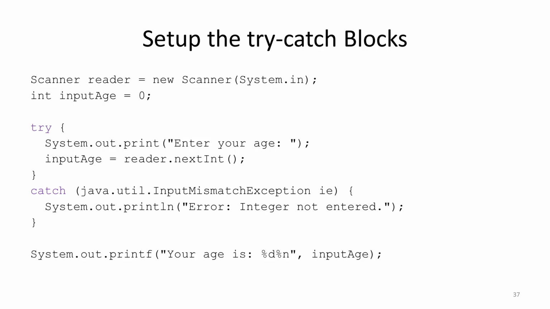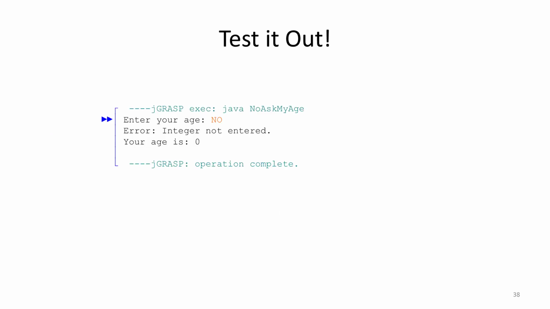Okay, so if I take this code, recompile, and then run it, this is what the run will look like if the user types in no again. After they type in no, hit enter, then I'll get the message error, integer not entered. Okay, that's good. The fact that it prints error, integer not entered means that the catch block did execute, therefore the exception was handled. But take a look at that third line of output. It says your age is 0. And that's kind of weird. If there was something wrong with the age, I actually don't want to print out this message.